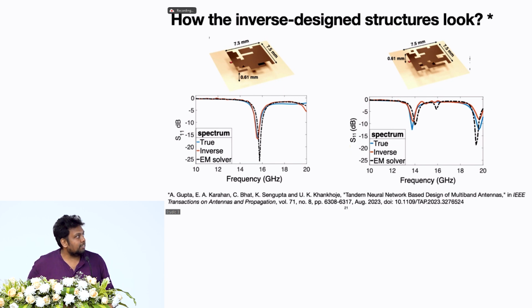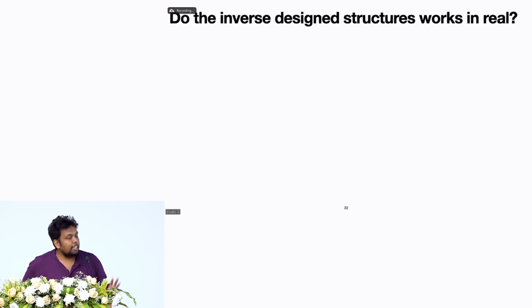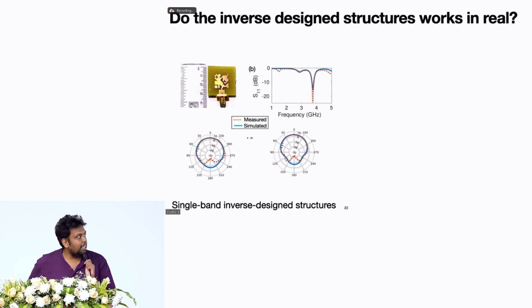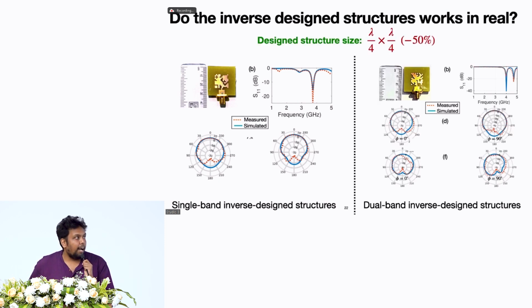How do the inverse designed structures look? This is how they look for a single band and a dual band antenna. We have a recent paper in Transactions on Antennas and Propagation last year. And so now everything is okay. We are doing simulations and everything looks fine. But to complete the loop, let's see, do the inverse designed structures work in real life? And yeah, it does. We have also fabricated the structures, single band and dual band. And surprisingly, the structures are 50% compact. And we can see the performances are good.